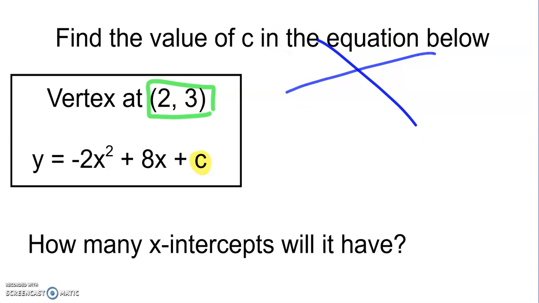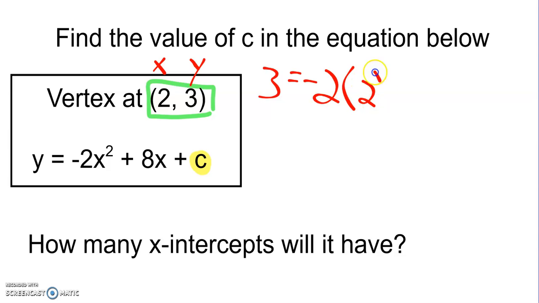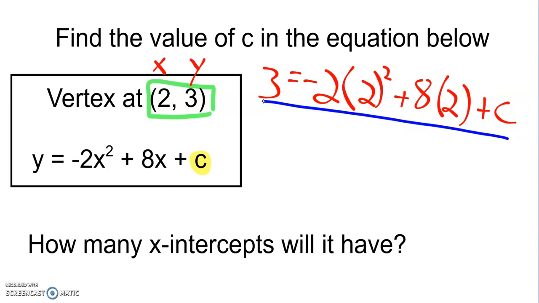Instead, let's just use the fact that the vertex is nothing more than a coordinate that's on our parabola, isn't it? So I could plug in 2 for x and 3 for y, and then solve for c based on that. If 2 was x and 3 was y, this is what my equation would look like. I now have one equation with one single unknown value. So this is just straight up Algebra 1 skills.